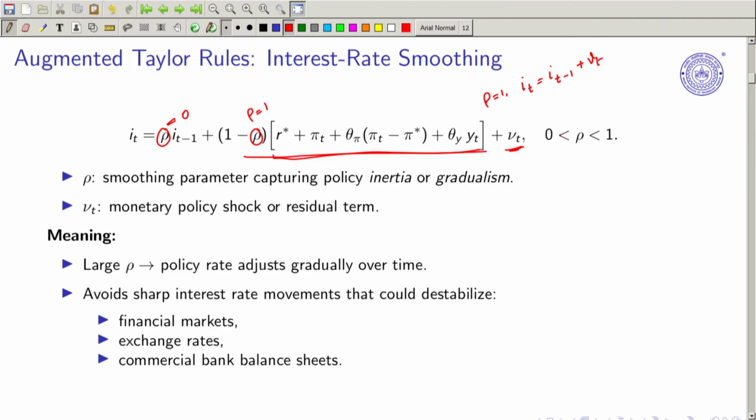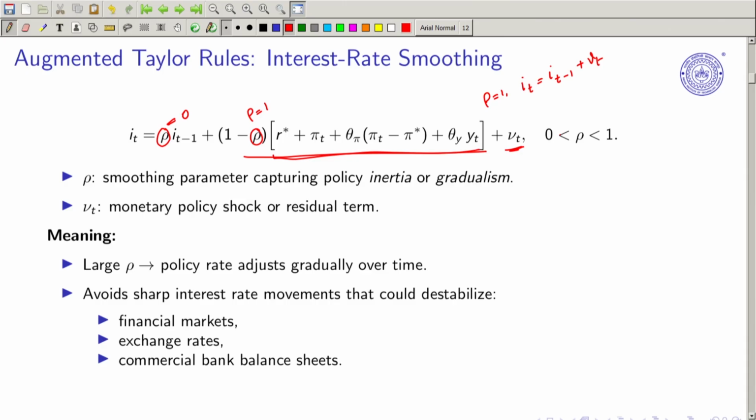Your nominal interest rate is equivalent to the Taylor rule plus the shock. But in most cases, what we find is that when rho is equal to 1, then it is just the adaptive expectation, right? Which means that based on today's value, I can predict the future. So this is what we say.